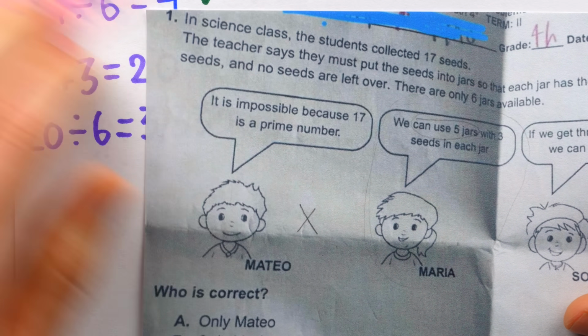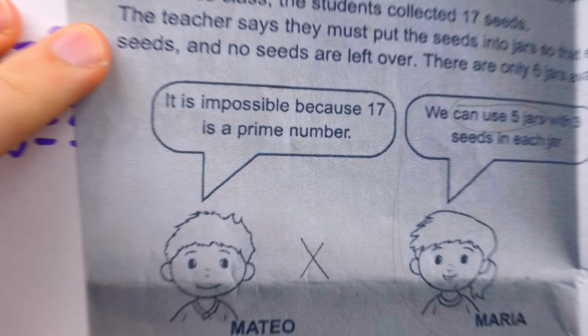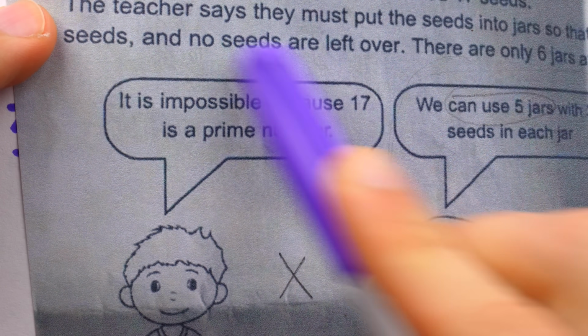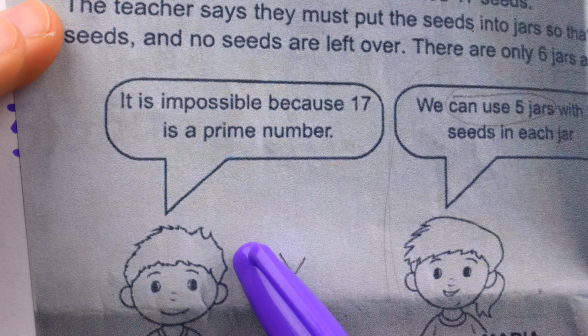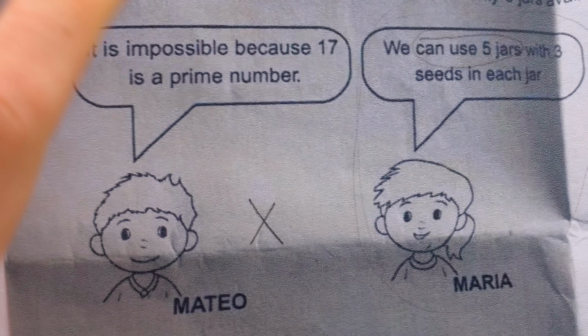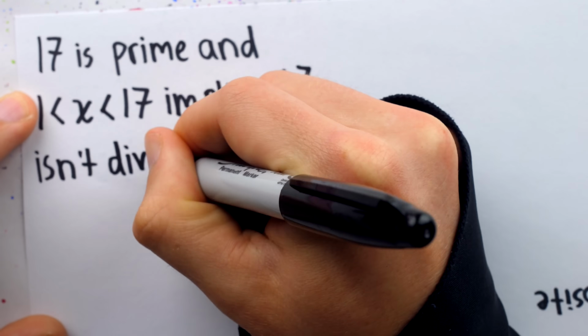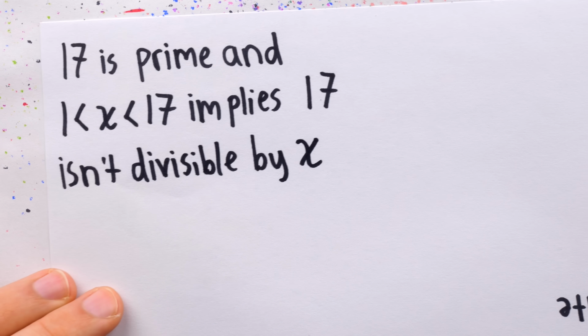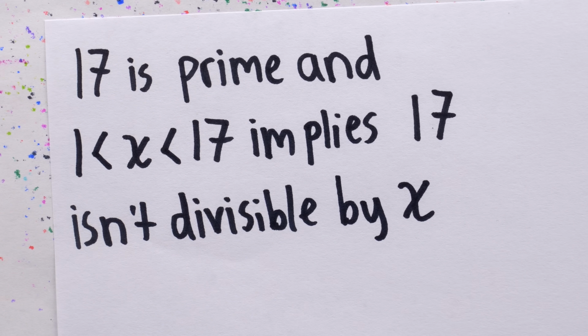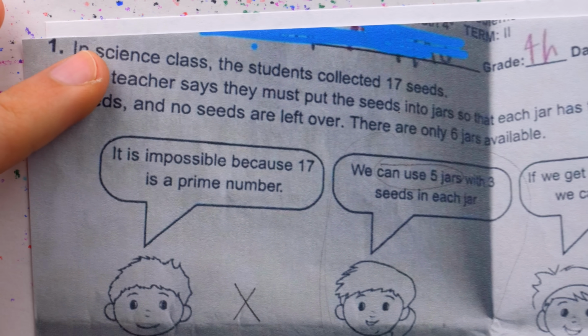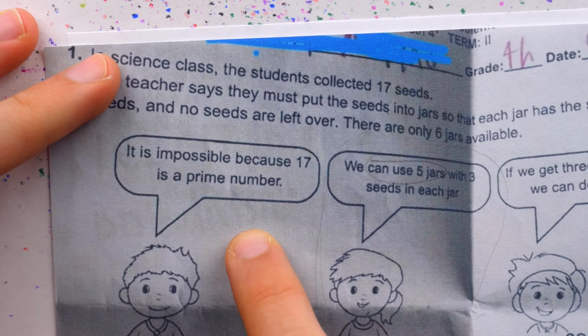Of course, the fact that 17 is prime is relevant, and you could quickly extend this fact to justify that the task is not possible. For example, 17 being prime and 6 being less than 17 but greater than 1 implies 17 isn't divisible by 6. But we can't say Mateo is correct just because his reasoning is almost there.